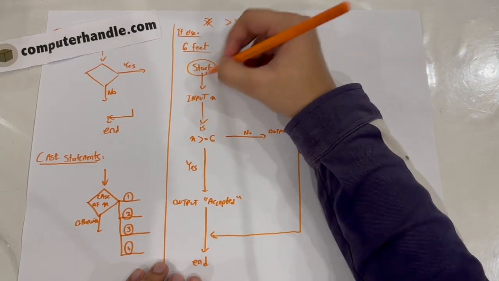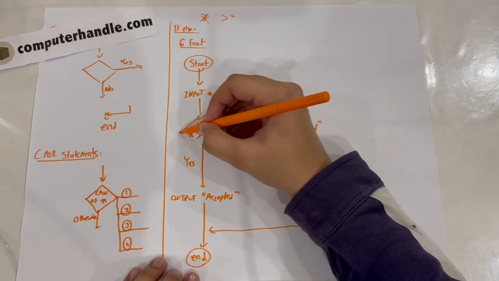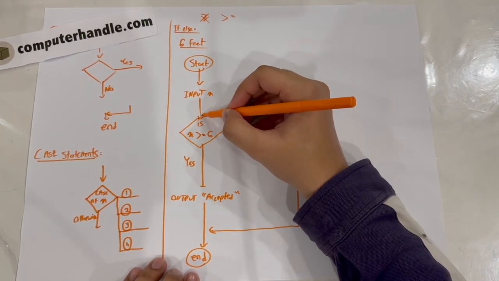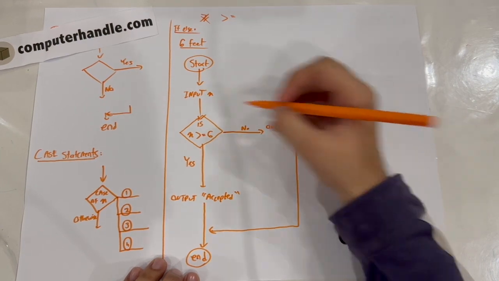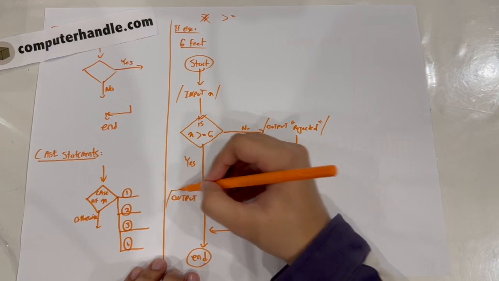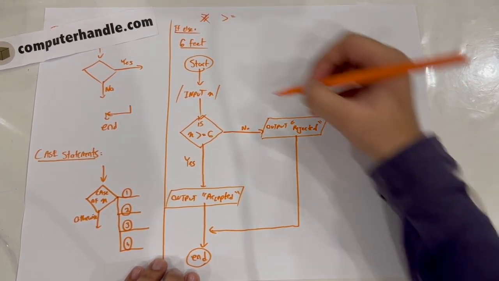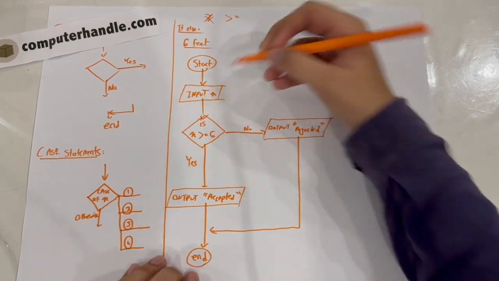And now time for the shapes. We've got the circle and oval here. Then we've got, of course, the decision diamond right here. And then we've got the input and output here, which is, of course, going to be the parallelogram. Here we go.